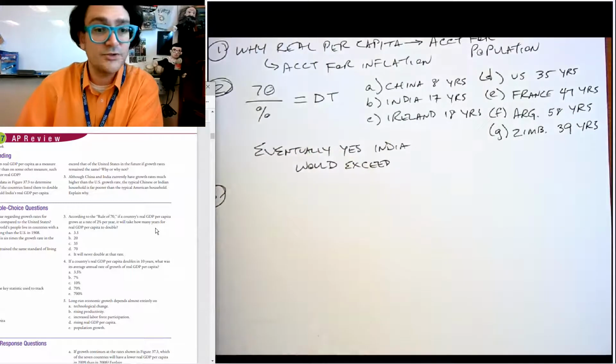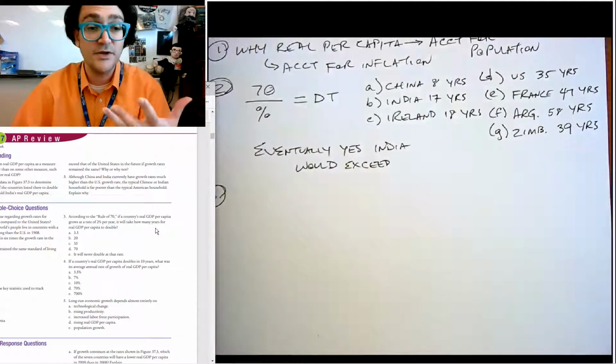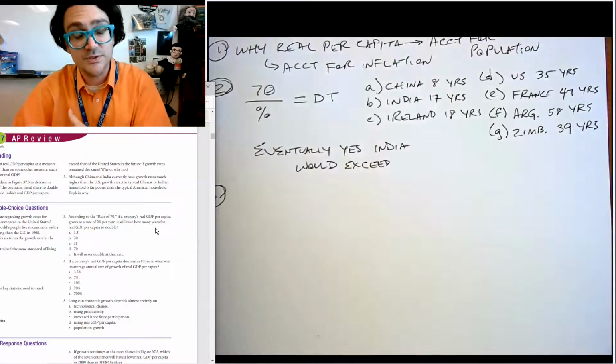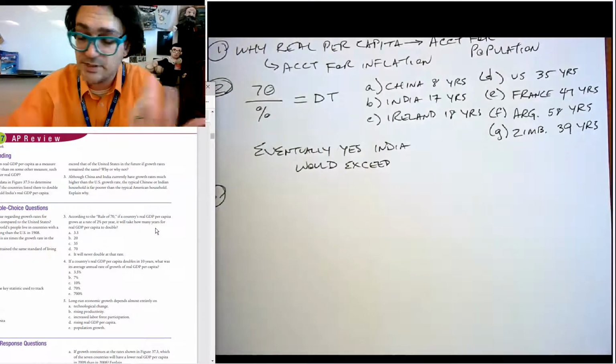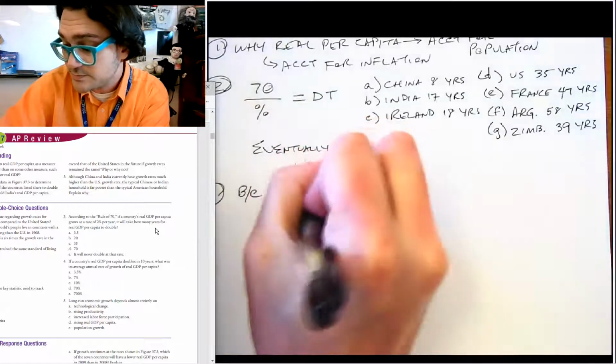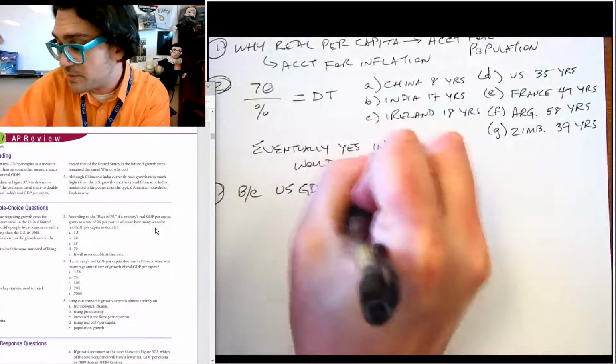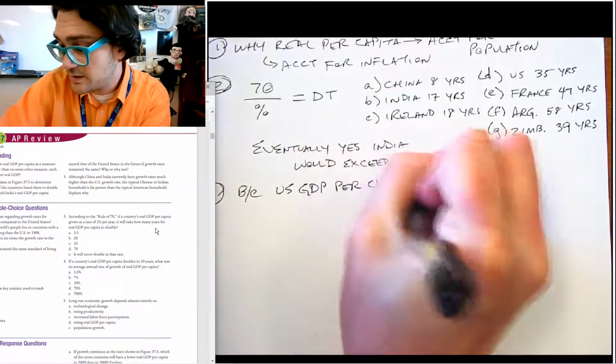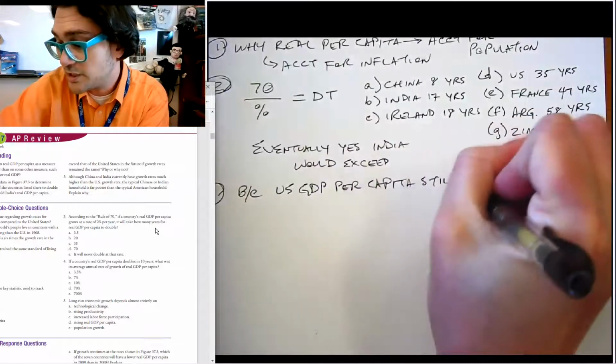Number 3, although China and India currently have growth rates much higher than the US, the typical Chinese or Indian household is far poorer than the typical American household. And the explanation is because US GDP per capita is still much higher.